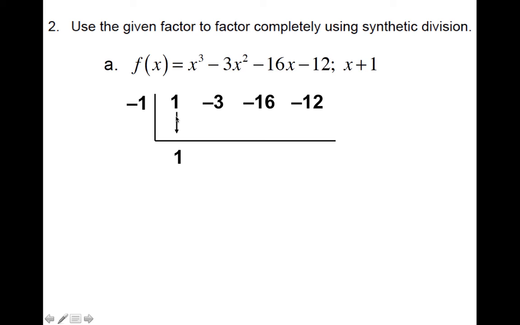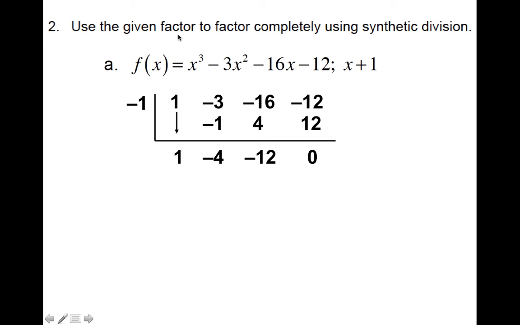You drop the first number down. Then we do our multiply and add pattern. So negative 1 times 1 is negative 1. And then negative 3 plus negative 1 is negative 4. Multiply negative 1 times negative 4 is 4. Negative 16 plus 4 is negative 12. Negative 12 times negative 1 is positive 12. Negative 12 plus 12 is 0. Again, if you don't get 0 here, that tells you you did something wrong, since they told you it's a factor.